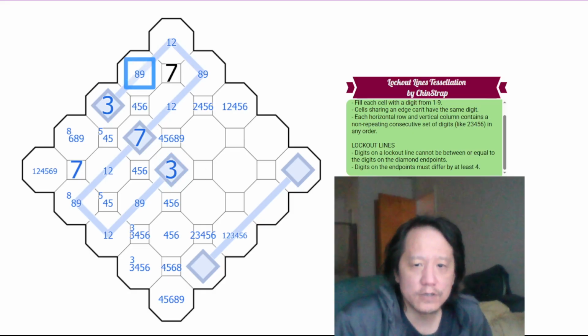This cell, so let's mark some cells. We're going to make this green and orange. So this must be orange here, which makes this green here.